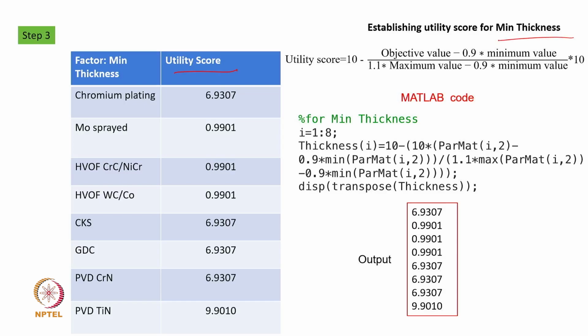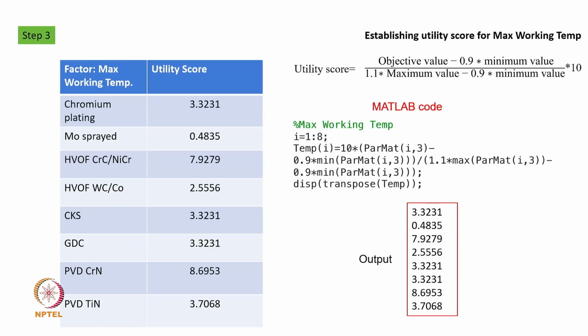Now, here we want minimum thickness, that is why this formula has been subtracted from 10. So, this formula has been subtracted from 10 minus this formula, and then what we are getting is that PVD titanium nitride gets the maximum value of 9.9, right, and other values are lesser than that, as mentioned over here. All these factors have been handled in a similar manner to the way we have done for the hardness.